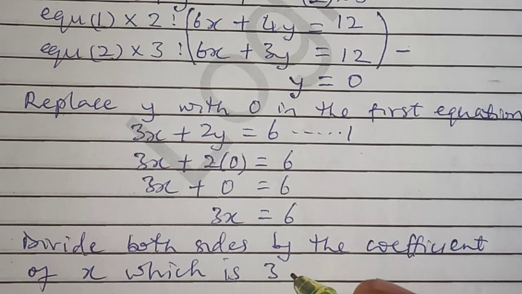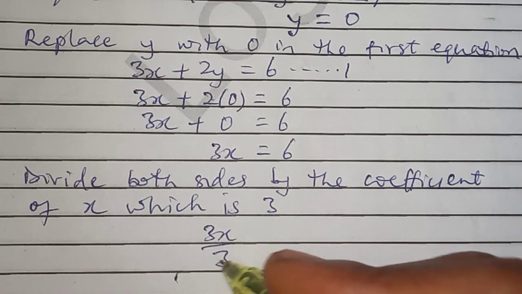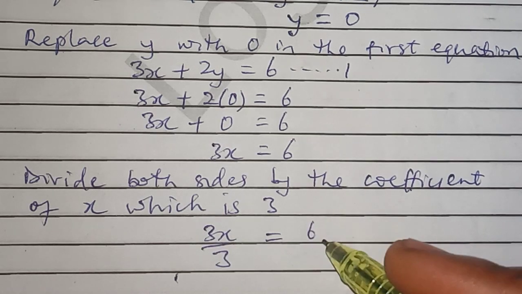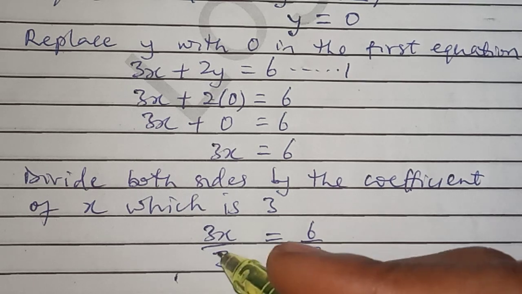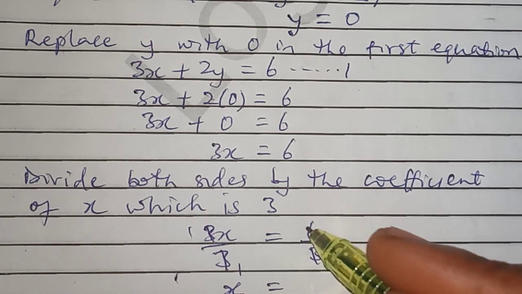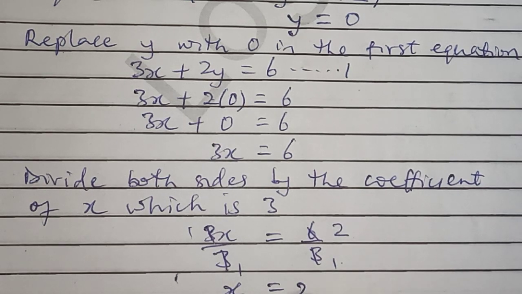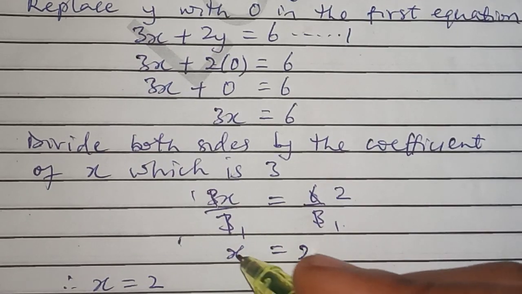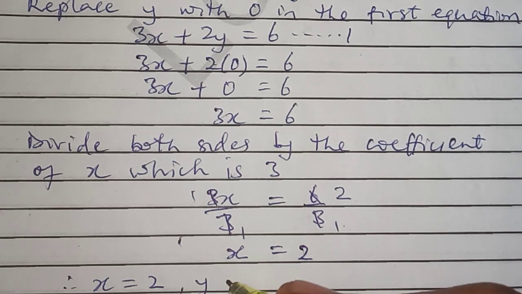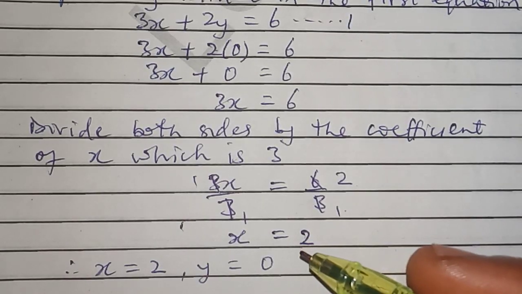which is what? 3. So what we are going to have is 3x divided by 3 equal to 6 divided by 3. Then 3 dividing itself is 1. So we are left with x equal to, 3 dividing 6 is 2. So 2 divided by 1 will give us what? 2. So we can say therefore x is equal to 2 and y is equal to 0. So this is the solution to the simultaneous linear equations.